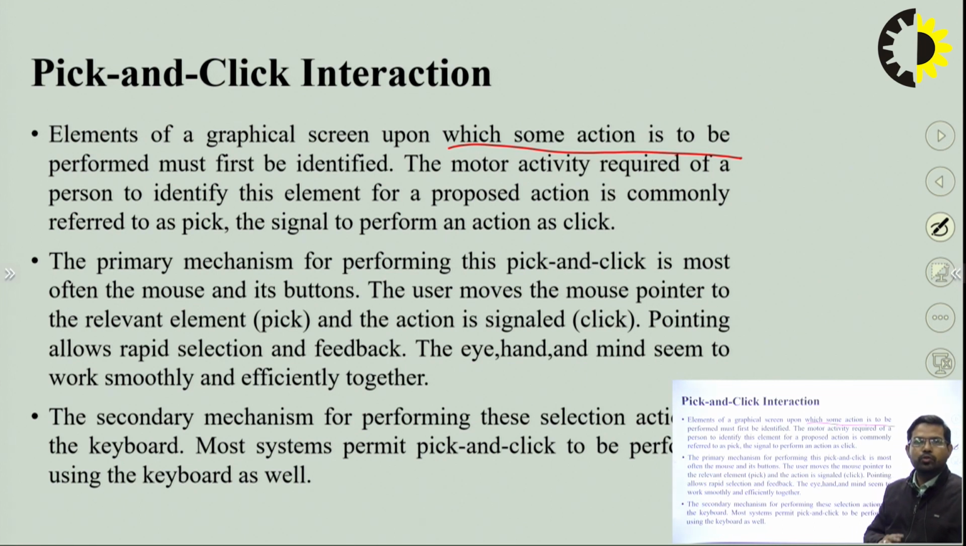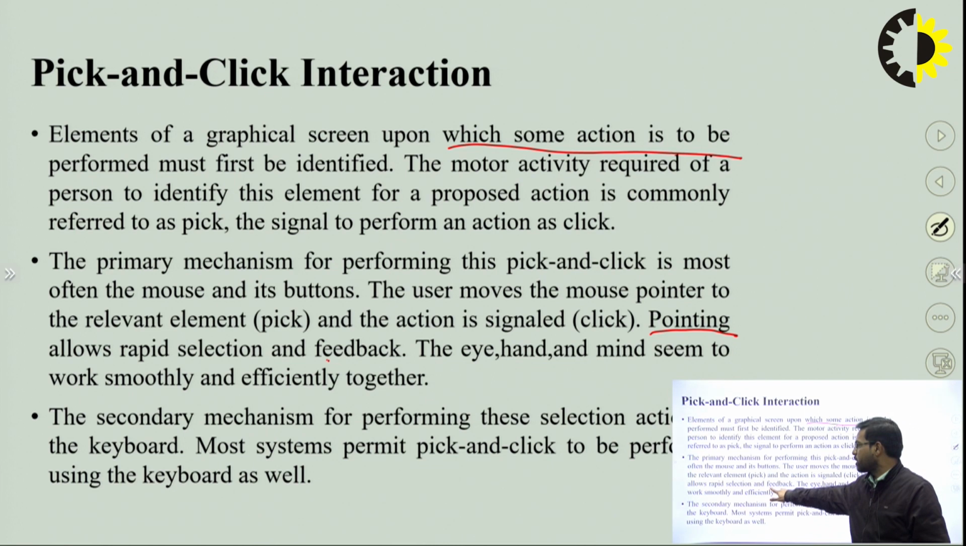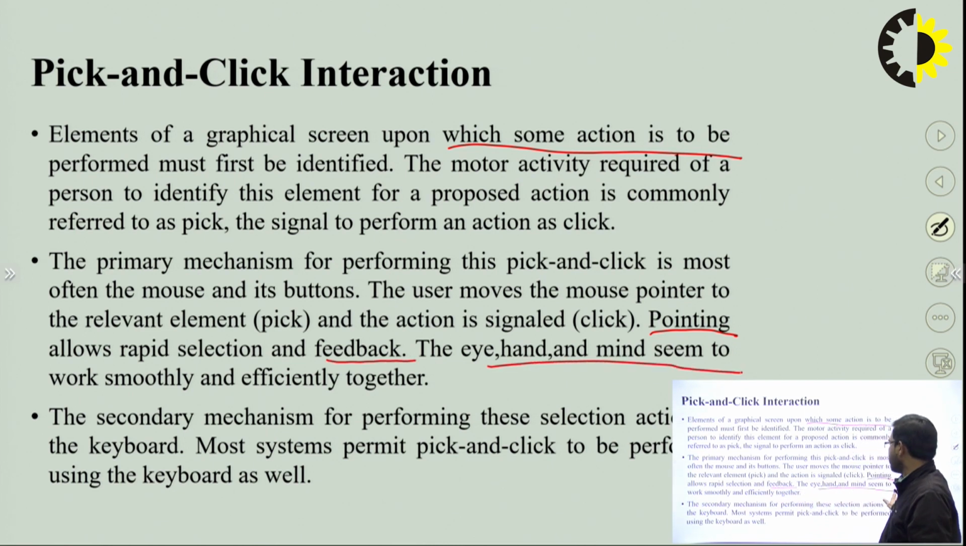The user uses the mouse to move the mouse pointer to the given element, that is called the pick, and the action is signaled, that is called the click. So position pointing allows rapid selection and feedback. The eye, hand and mind seem to work smoothly and efficiently together. The secondary mechanism for performing these selection actions is the keyboard. So most systems permit pick and click to be performed using the keyboard as well.